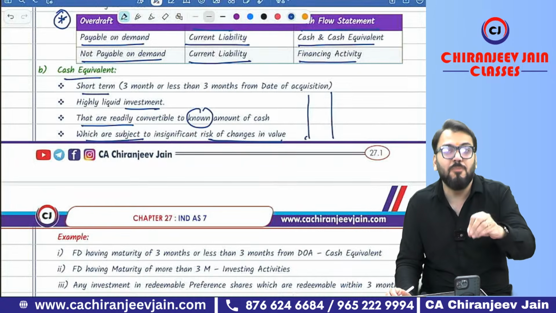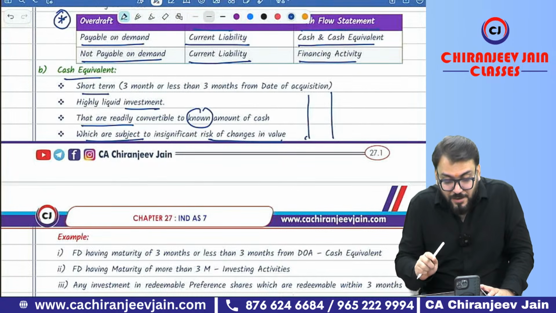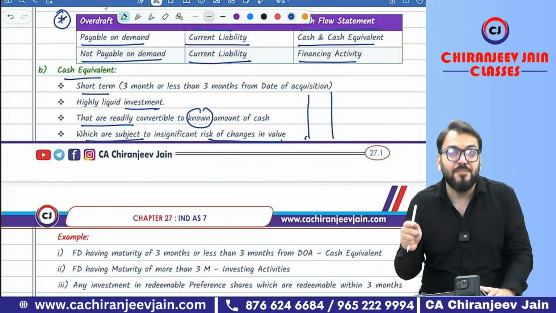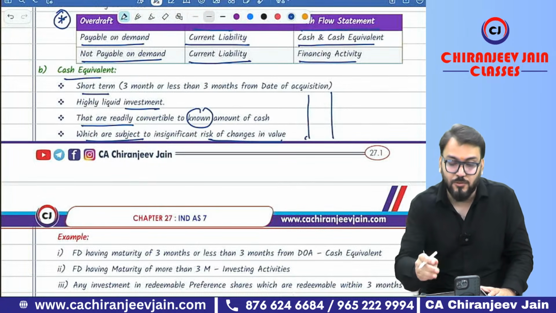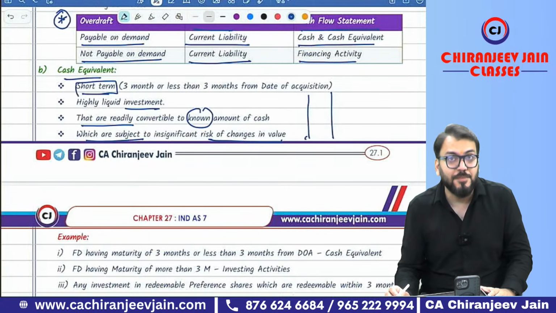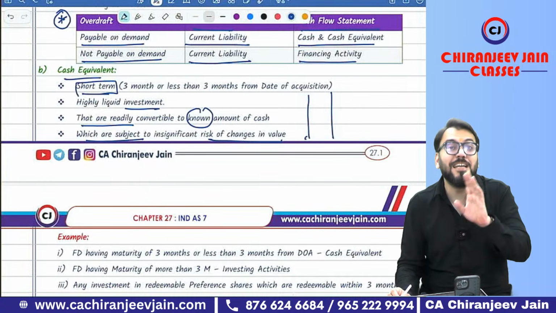Any investment will become a cash equivalent which is a short term highly liquid investment, readily convertible to a known amount of cash, and subject to insignificant risk in changes in value. Now the question is, what is short term? First, one clarification has been given. Short term here means 3 months or less from the date of acquisition.